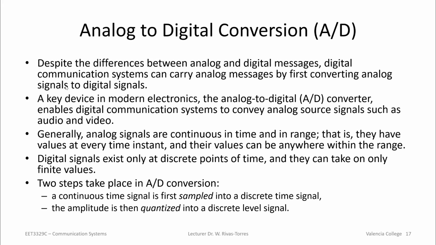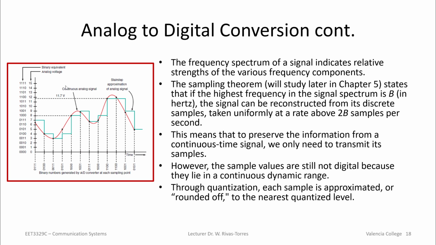It makes everything fixed. We know when it's going to happen. We know when we're going to get the digital information, and we know it has to be a small, selective, finite number of levels, right? So let's see how this analog to digital conversion works. What is the A to D? We're going to talk some more about this in chapter 5, and more about the sampling theorem and other things. But in general, how does it work, right?